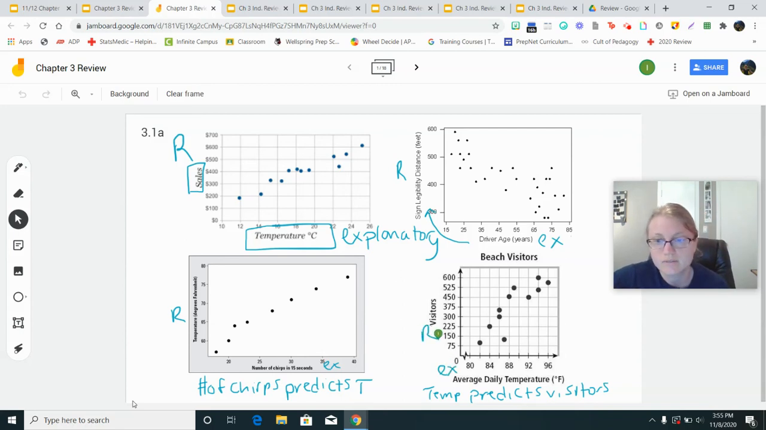So when you're organizing variables too, you always want to think this predicts that. So when you're deciding what goes on the x and y, sometimes it makes more sense context-wise of like which one you would put on the x based on if you think it can predict an outcome, which would then be your y.